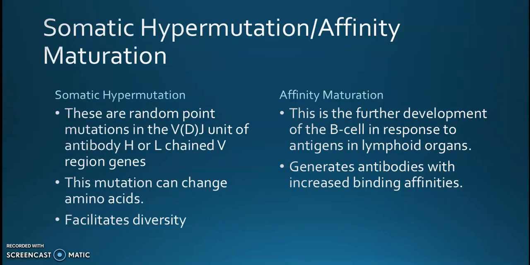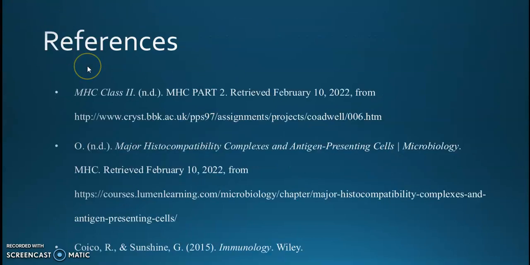Somatic hypermutation and affinity maturation. Somatic hypermutation consists of random point mutations in the VDJ unit of antibody H or L chain V region genes. This mutation can change amino acids and facilitates diversity. Affinity maturation is the further development of the B cell in response to antigens in lymphoid organs, which generates antibodies with increased binding affinities.